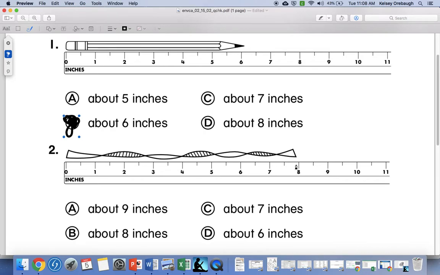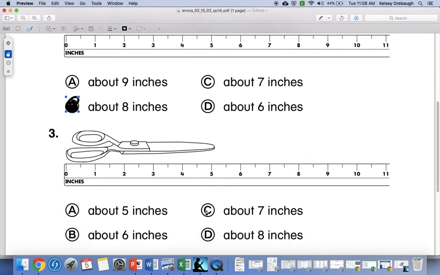So I need to use my halfway point between 7 inches and 8 inches to determine about how long this ribbon is. I can see that the ribbon, even though it falls between 7 inches and 8 inches, is past the halfway point. There's that halfway mark between 7 and 8. Because my ribbon is past the halfway mark, I use the greater number. That means this ribbon is about 8 inches long. Not quite, but about. So B is our correct answer.